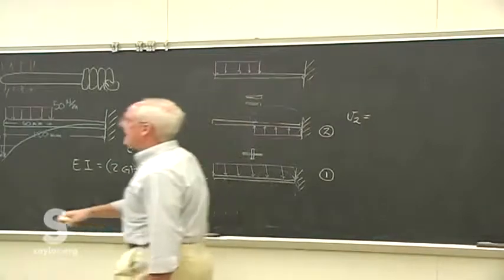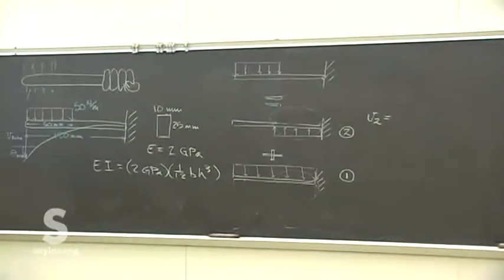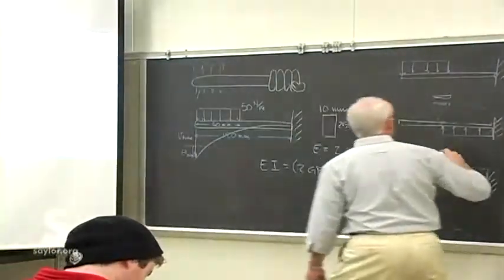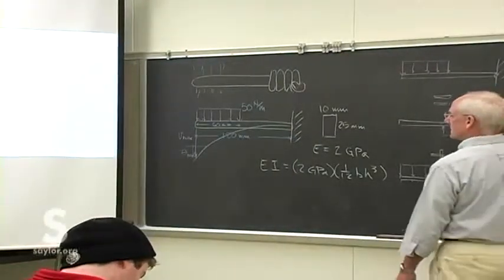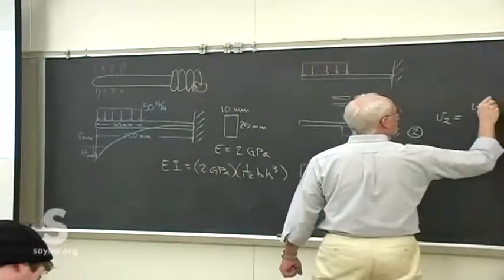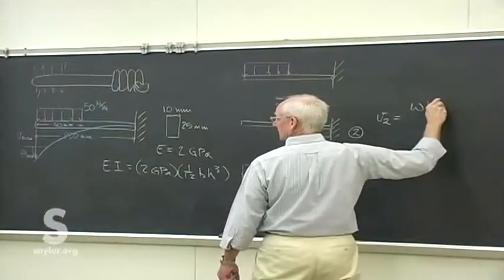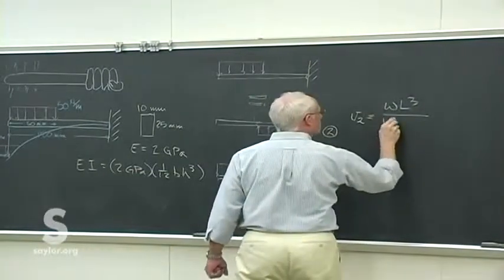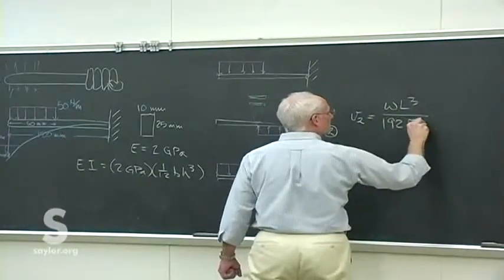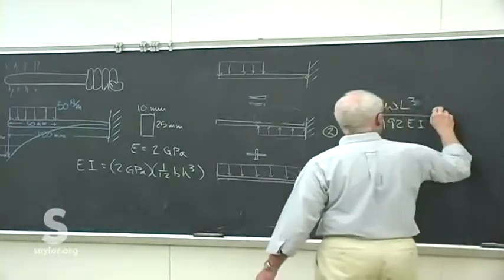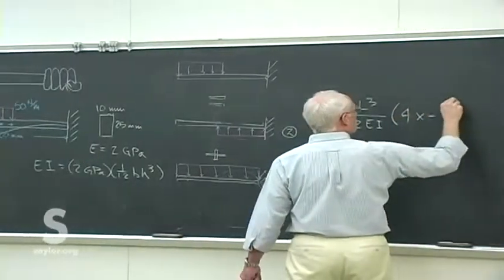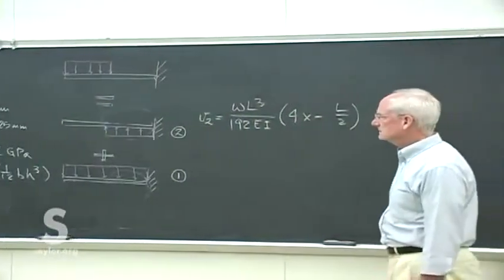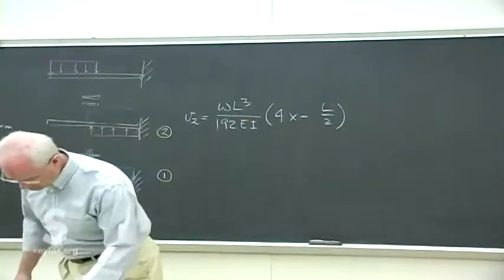V2, if we're looking for the maximum deflection out here at the free end, that's the second of these 2 equations. It's inverted, so we take off the minus sign. W over L cubed instead of minus W over L cubed, 192 EI, 4x minus L over 2. And I believe we've got all those values.